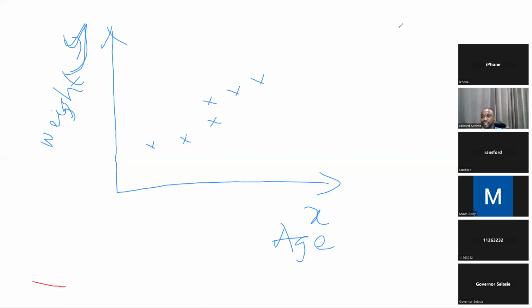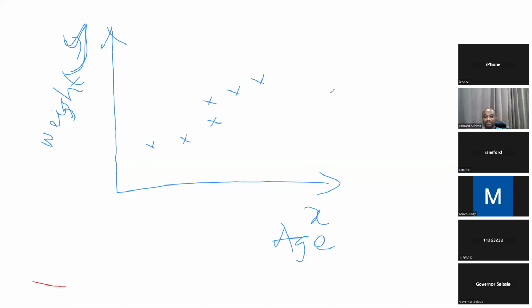Yes, the iPhone user who wants to show us that he's using an iPhone. Yes, iPhone, we are listening to you. Please carry on.